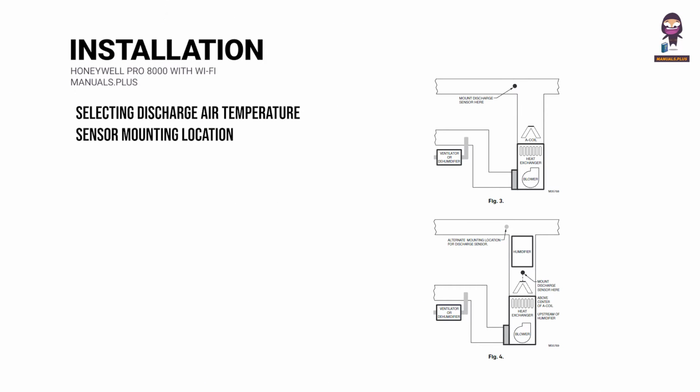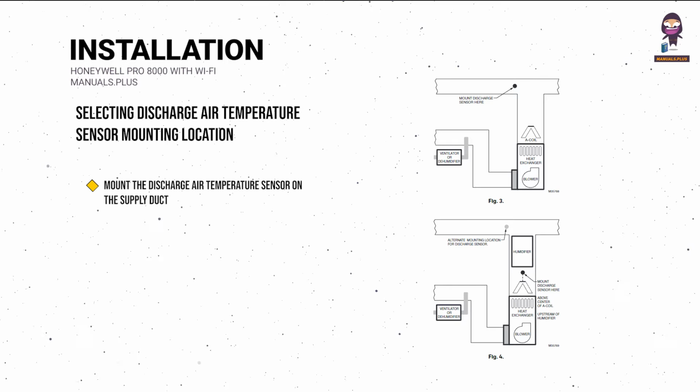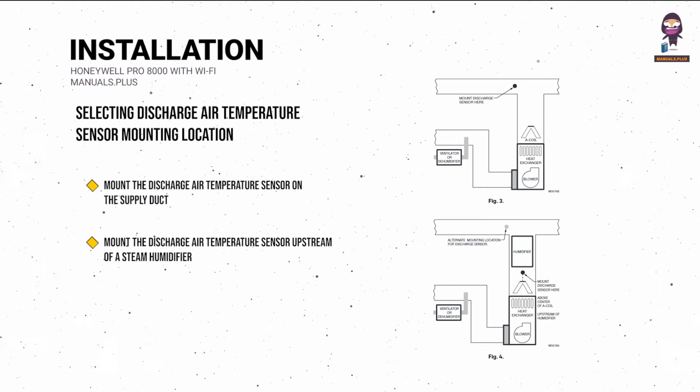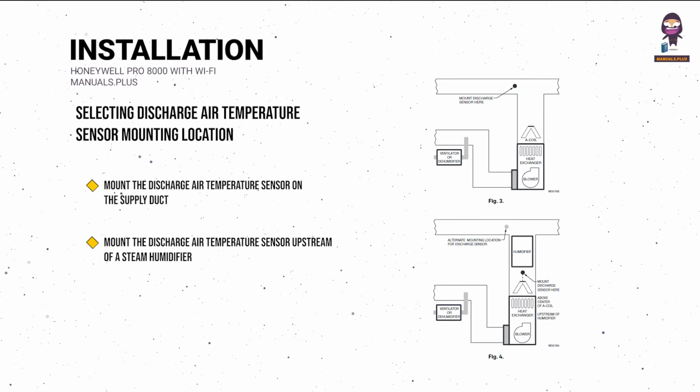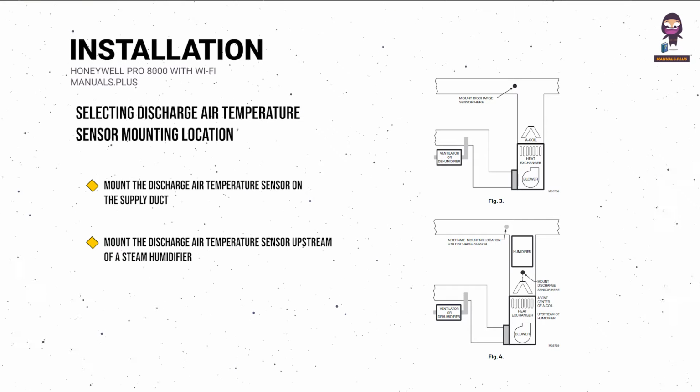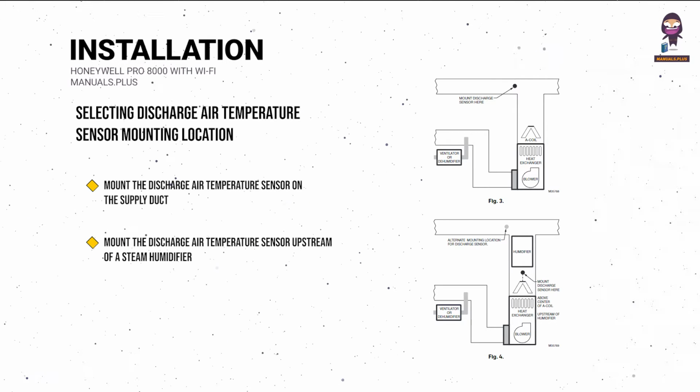Selecting discharge air temperature sensor mounting location. Mount the discharge air temperature sensor on the supply duct in a location where the air is mixed well. When possible, mount the discharge air temperature sensor upstream of a steam humidifier, a fan-powered humidifier or a dehumidifier that is ducted to the supply.